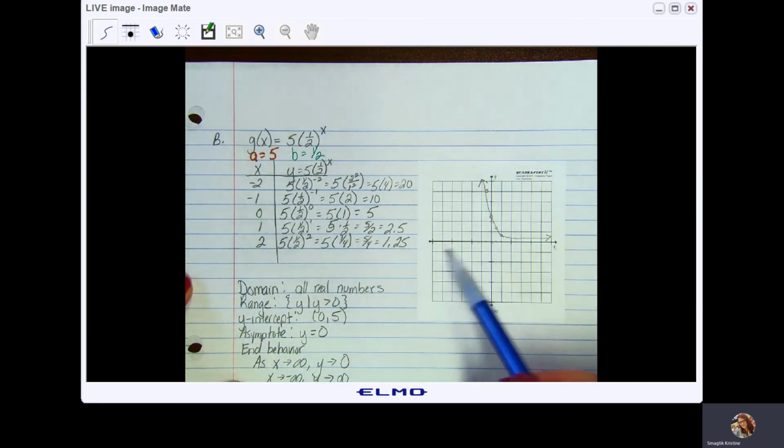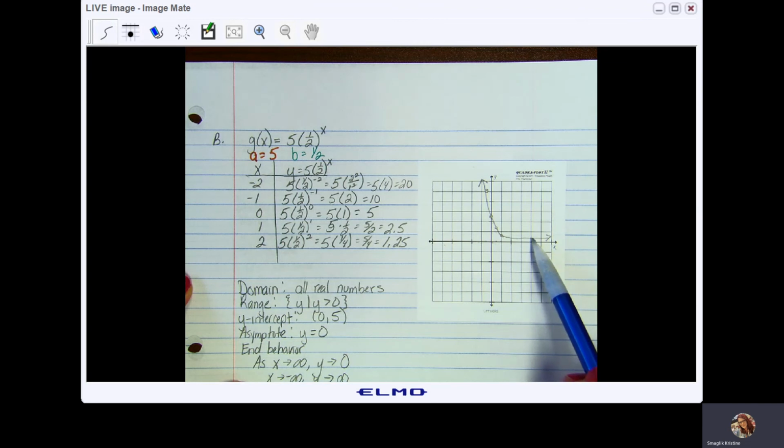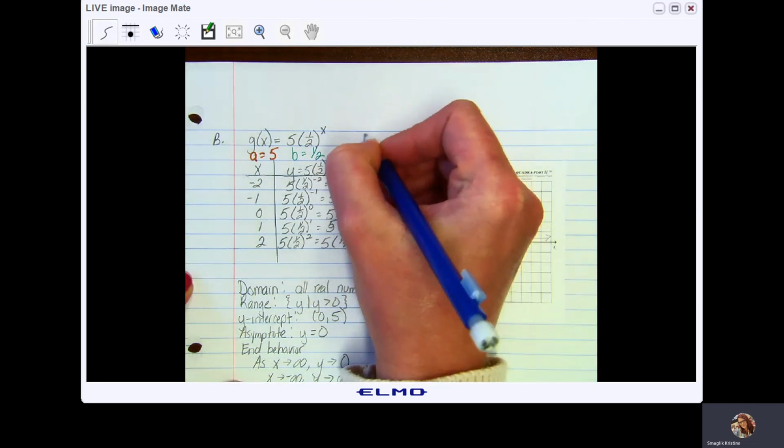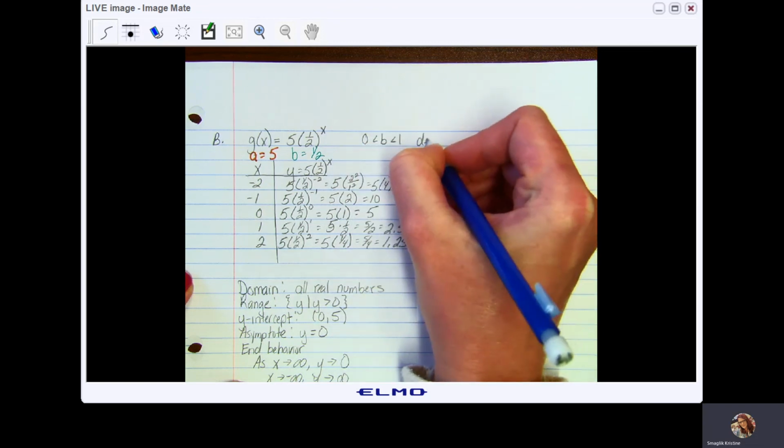Now, again, take a look at this. If we read this left to right, you can see your function is decreasing. So here we can say, if b is between 0 and 1, your graph is decreasing.